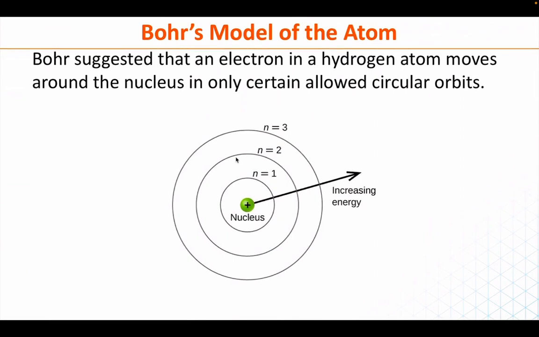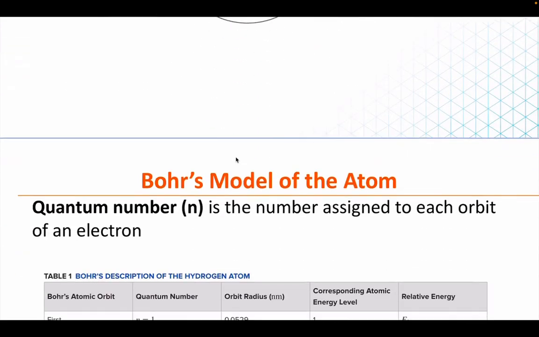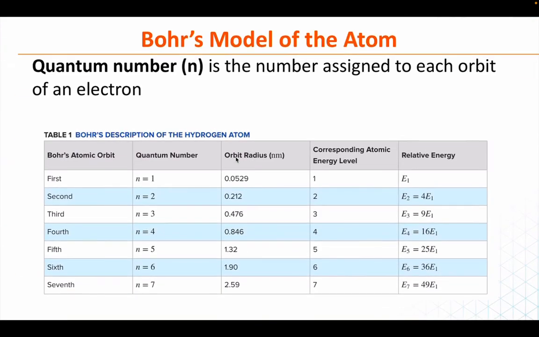Bohr thought about the atom as being kind of like the electrons were orbiting, like planets would orbit the sun. And he labeled those orbits n equals 1, n equals 2, n equals 3, and so on. And that level of each orbit is called the quantum number. So you can see in this table that the radius is getting bigger as you get to the higher n values.